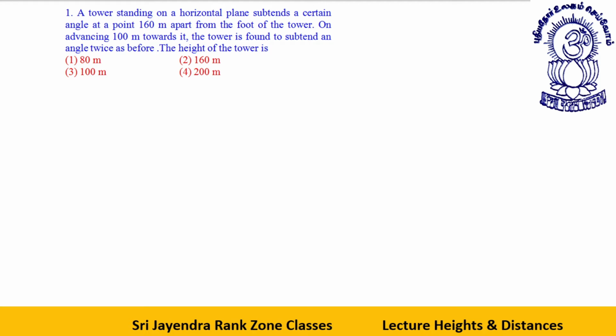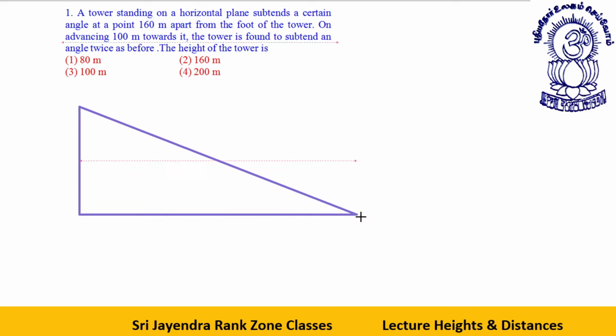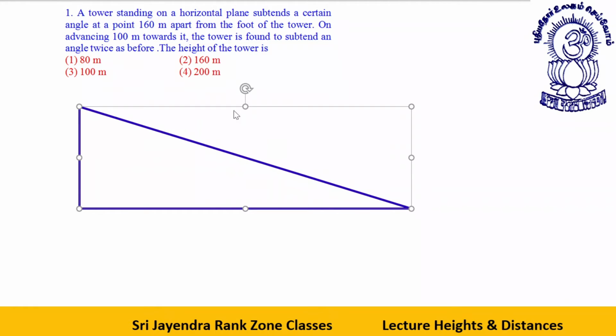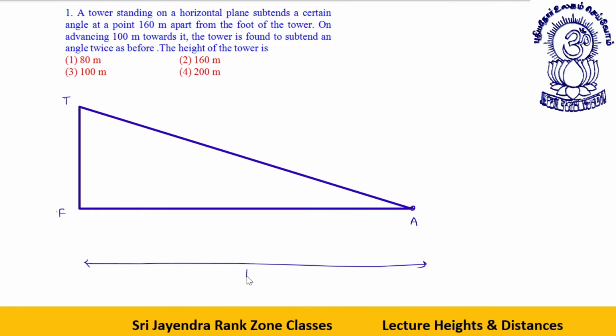First of all, let me take a triangle. This is a tower, suppose. It subtends a certain angle at a point 160 meters apart from the foot of the tower. Let's say this is the top, this is the foot. This point is A. How much is this distance? This distance is 160 meters.